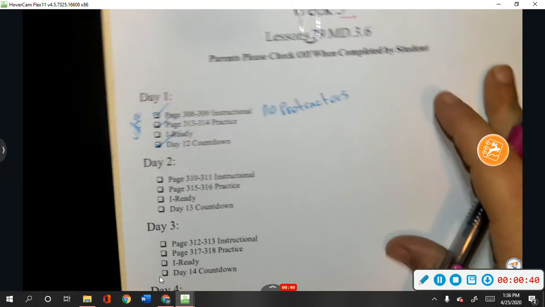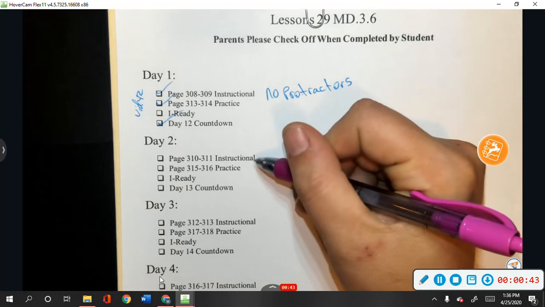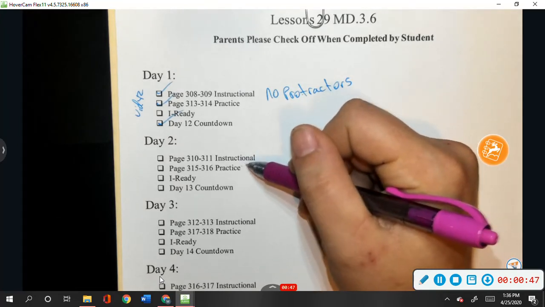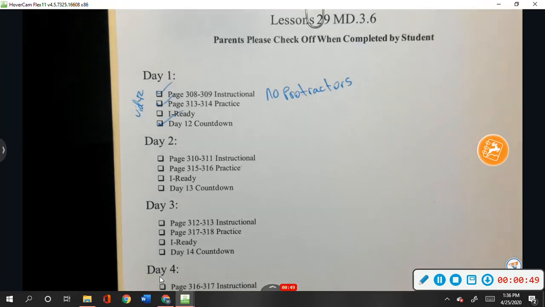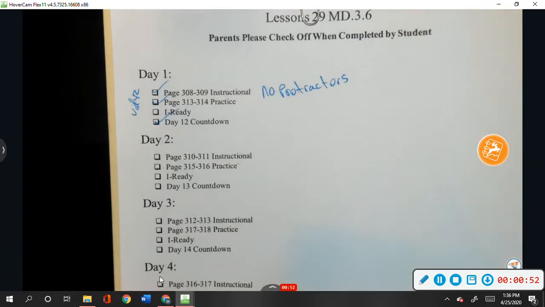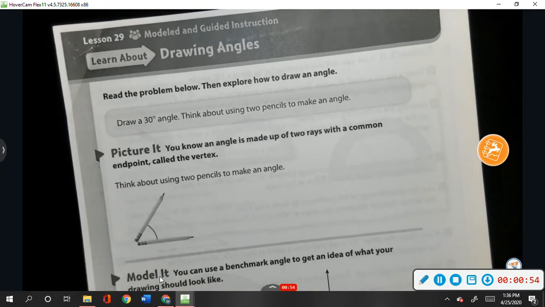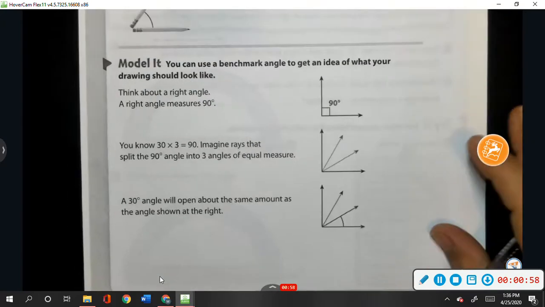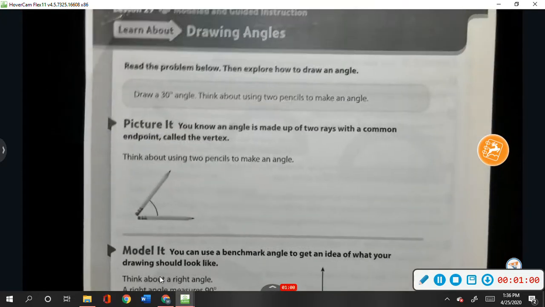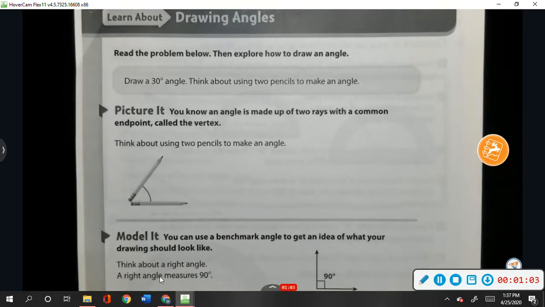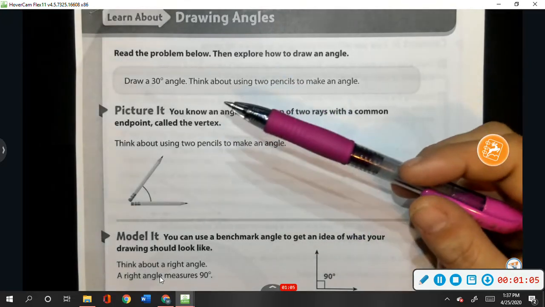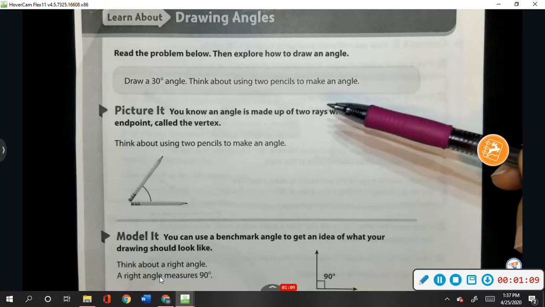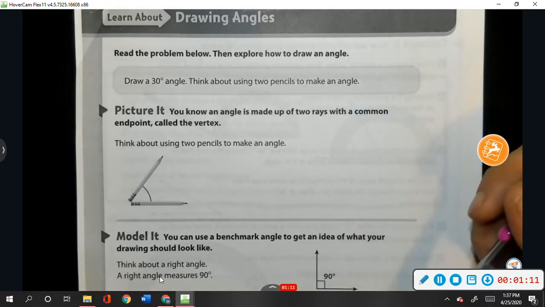Alright, so day 2, we are going over 310 through 311 in the instructional book. Here's our practice, and day 13, countdown. Getting started, we have page 310 in the instructional book. Let's look at the top of the page. It says, draw a 30-degree angle. Think about using 2 pencils to make an angle. So this is going back to how we really started these lessons.